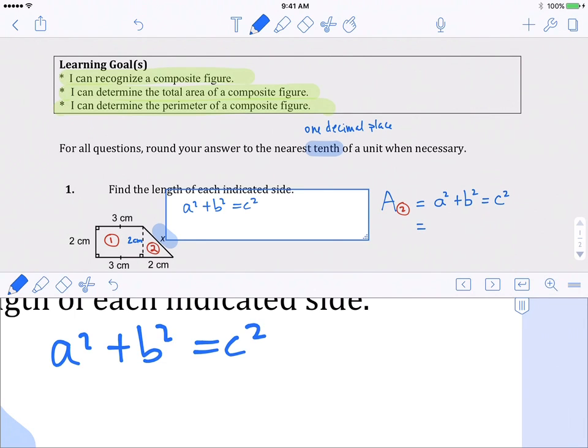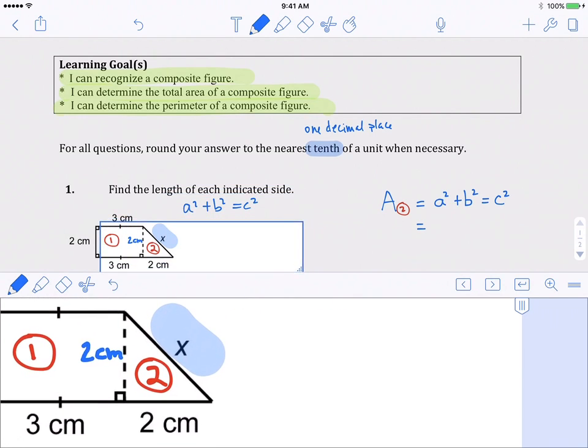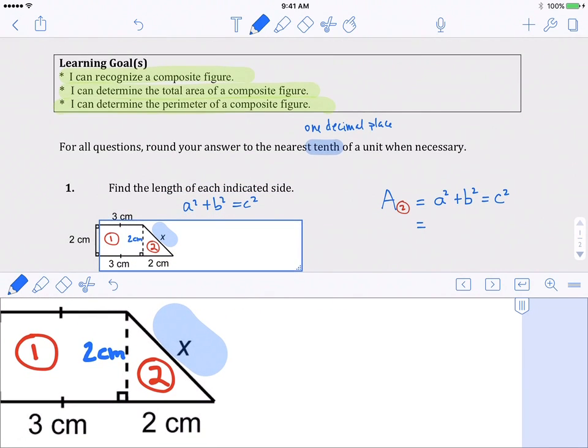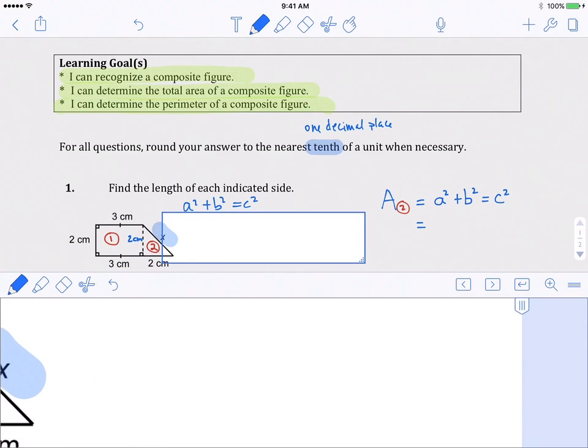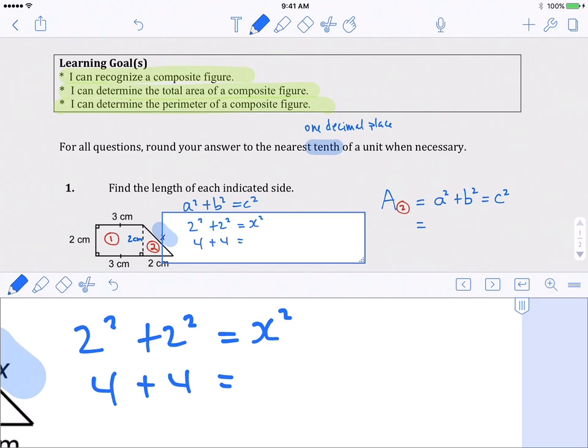And we're given x, right? So x is the hypotenuse of that triangle. If you look at this triangle here, x is the hypotenuse, right? We have 2 by 2 by x. So we have 2 squared plus 2 squared equal, in this case, x squared. Okay, and that's obviously 4 plus 4 equal x squared. 4 plus 4 is 8. And then we're going to square root that.